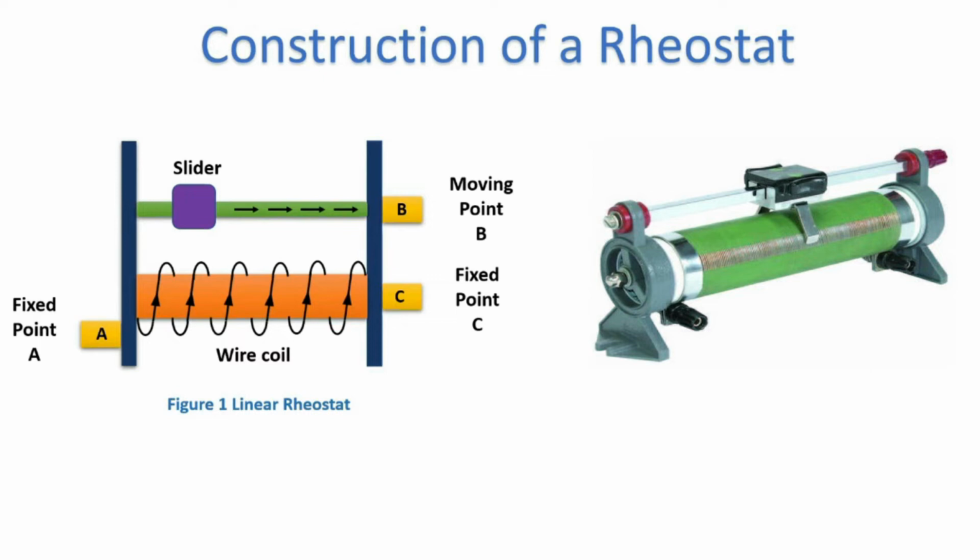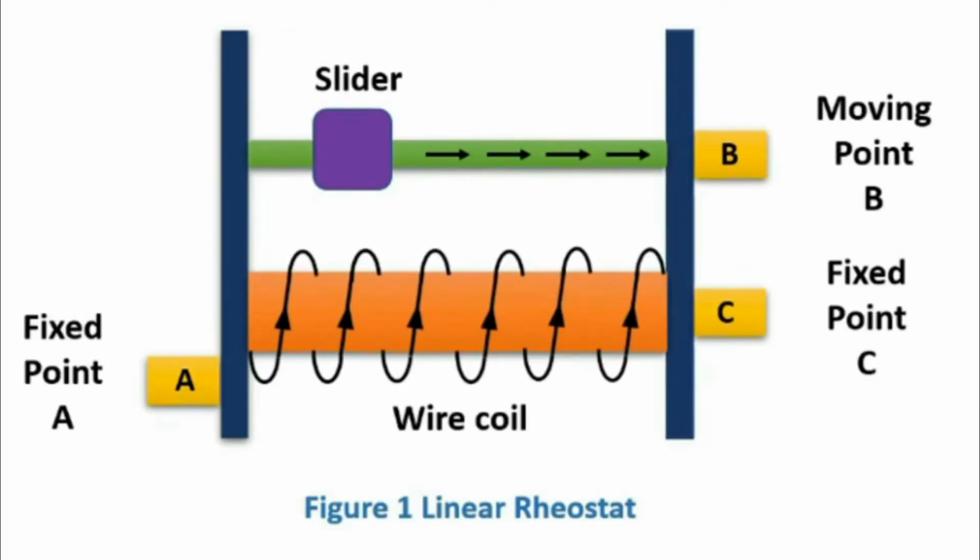Note that this is a linear rheostat. Rheostats have two connection points. One is moving, and the other one is fixed. Similar to a potentiometer, some rheostats can have three connection points, A, B, and C, as shown in Figure 1. But still, only two of them are used. Here, points A and C are fixed points, and point B is the moving point.